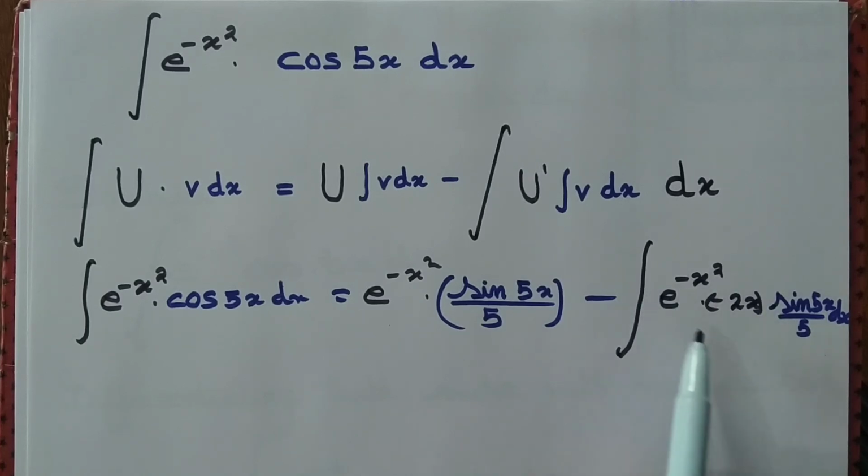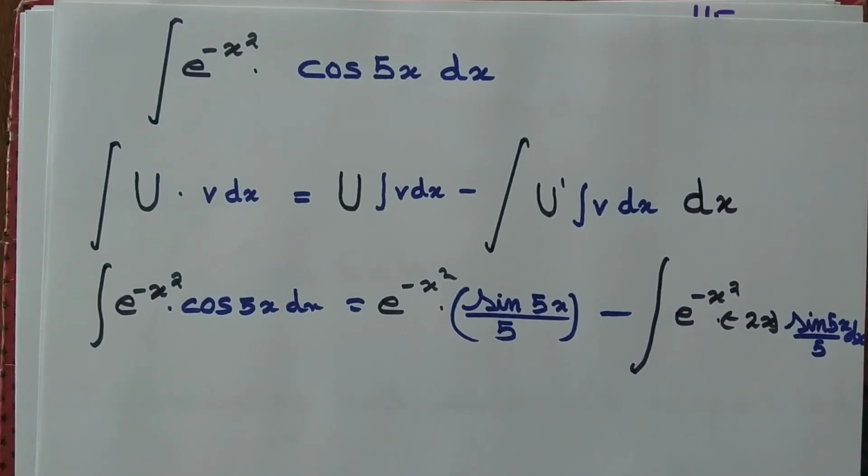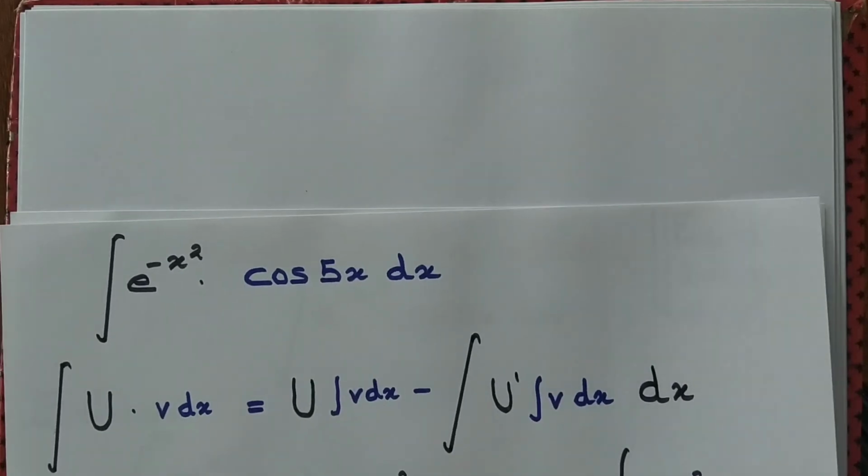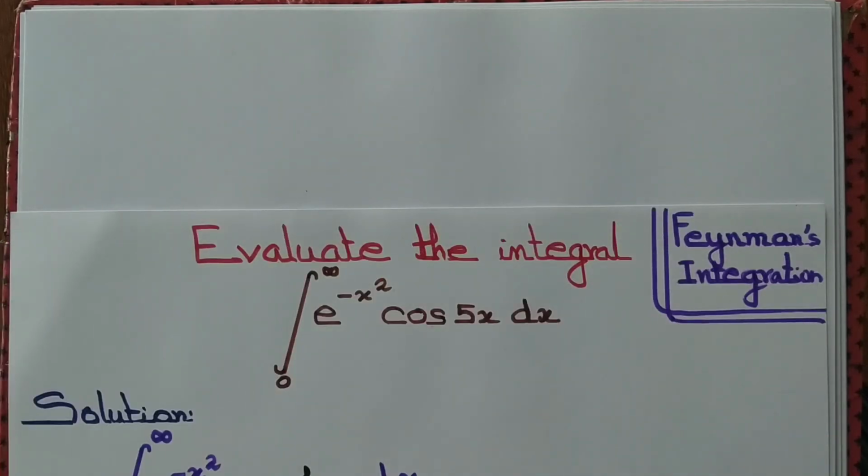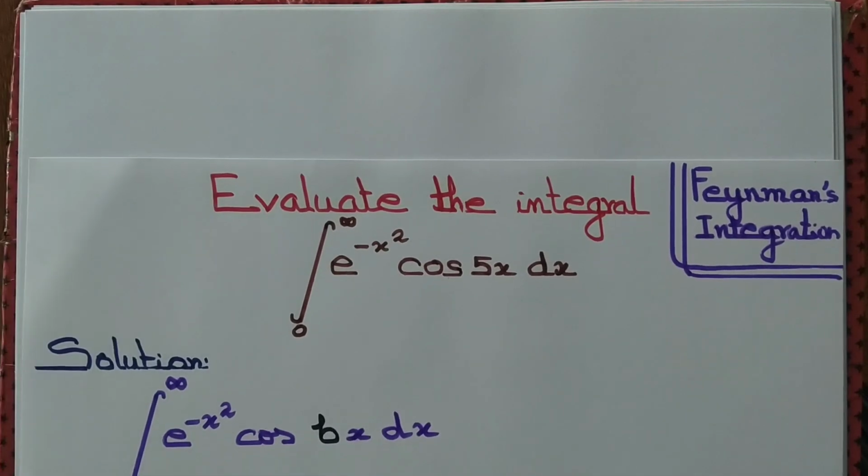See that we are stuck. We are getting a much more complicated expression. So we do not follow this approach. We simply go by Feynman's technique.